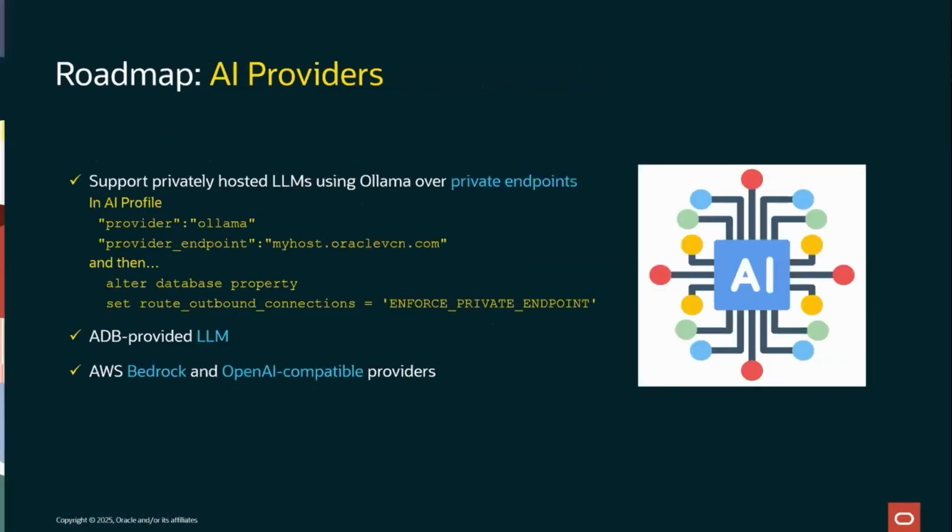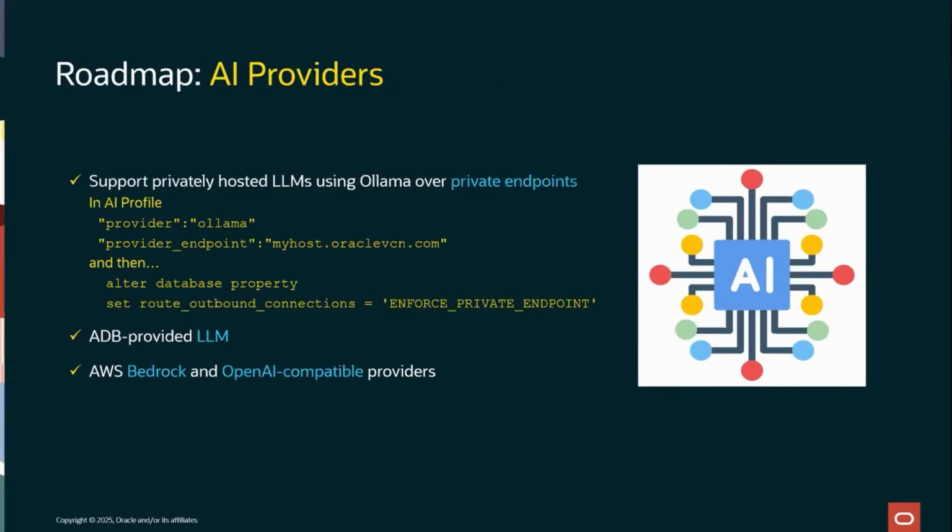Now, regarding AI providers, a much requested feature is the ability to support privately hosted LLMs using Ollama over private endpoints. And to enable this, you'll specify Ollama as the provider and your provider endpoint in your AI profile. You must also alter the database property route outbound connections to enforce private endpoint.